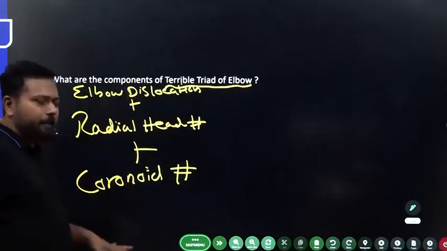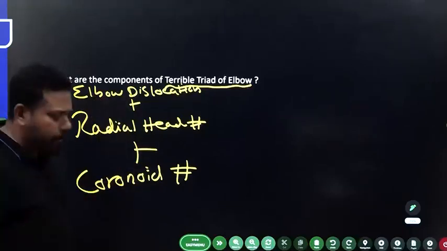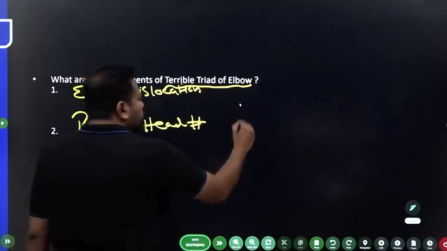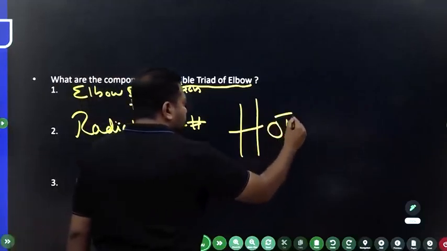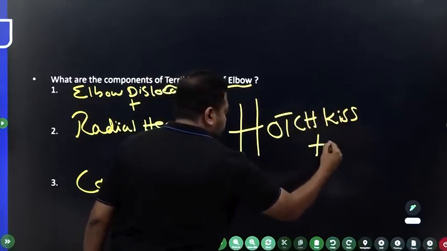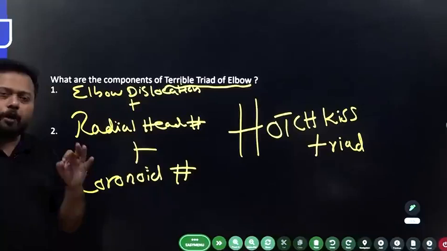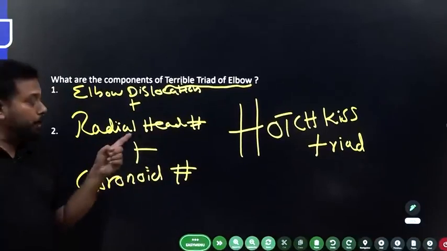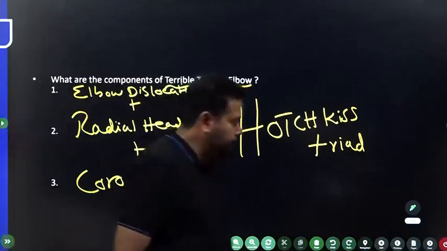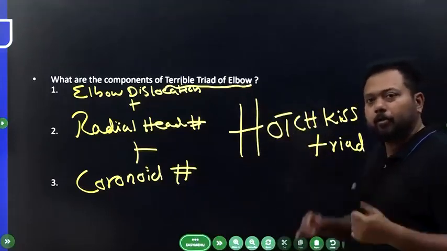Why? When these three things happen to the same elbow at the same time, the elbow will become a floating, unstable elbow. So it's called a terrible triad of elbow, otherwise called unhappy triad of elbow. This triad goes by a name. It is called Hotchkiss triad. Shoulder terrible triad does not have any name. Elbow terrible triad has a name, that's called Hotchkiss triad. The expected question, never needed. Okay, so Hotchkiss triad is a terrible triad of the elbow. This is a very bad triad. It will go for unstable elbow.